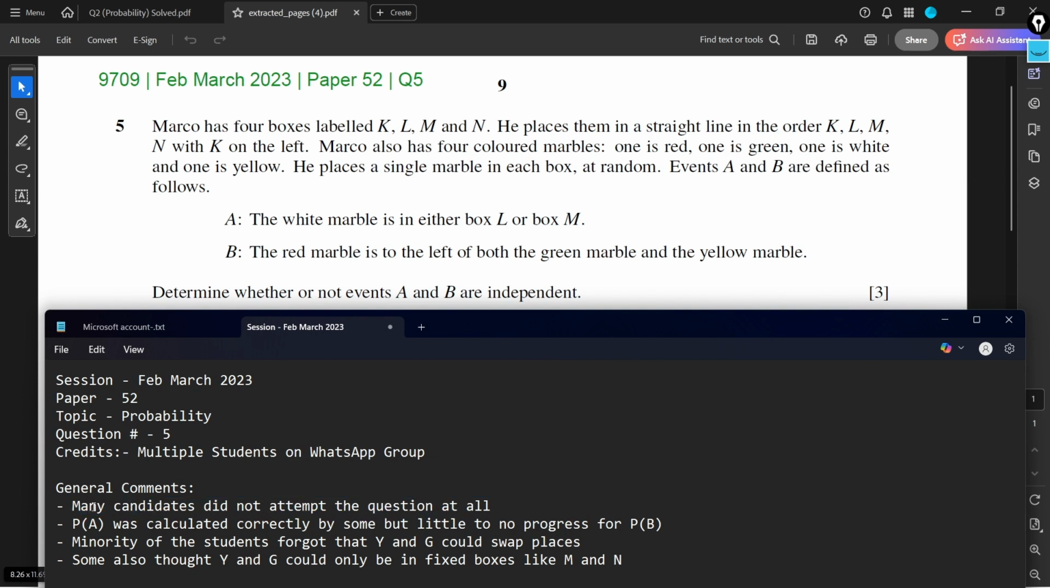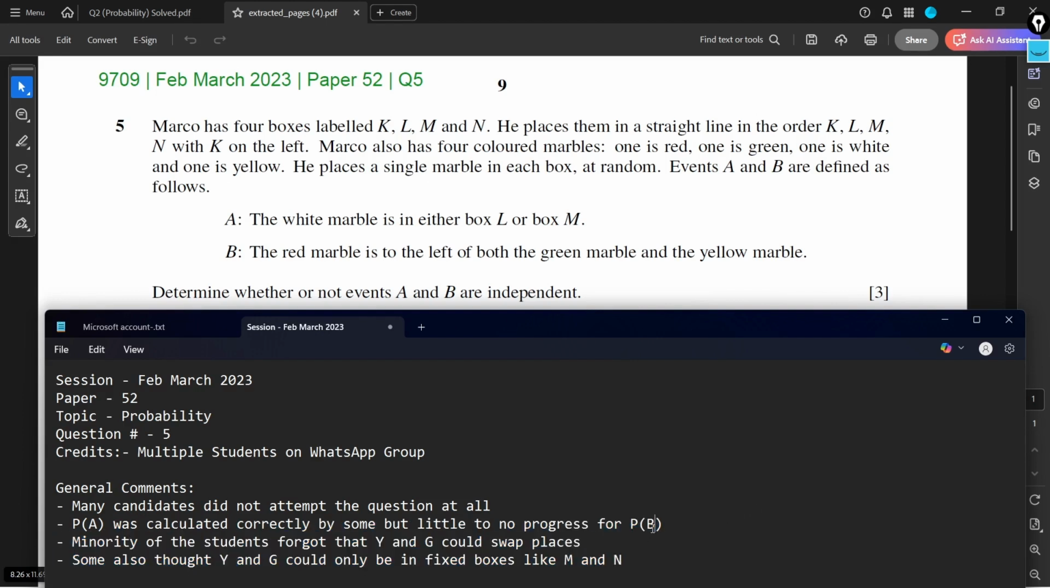But for the students who did give it an attempt, a lot of them were able to calculate the probability of A correctly, but there was little to no progress seen for the probability of event B. And there were two of the major mistakes highlighted by the examiners in the examiner report in order to calculate the probability of B. Some of the students forgot that Y and G could swap places. And the second mistake is some of the students also thought that Y and G are only in fixed boxes like M and N. So yes guys, these were the two most common mistakes seen while calculating the probability of B.